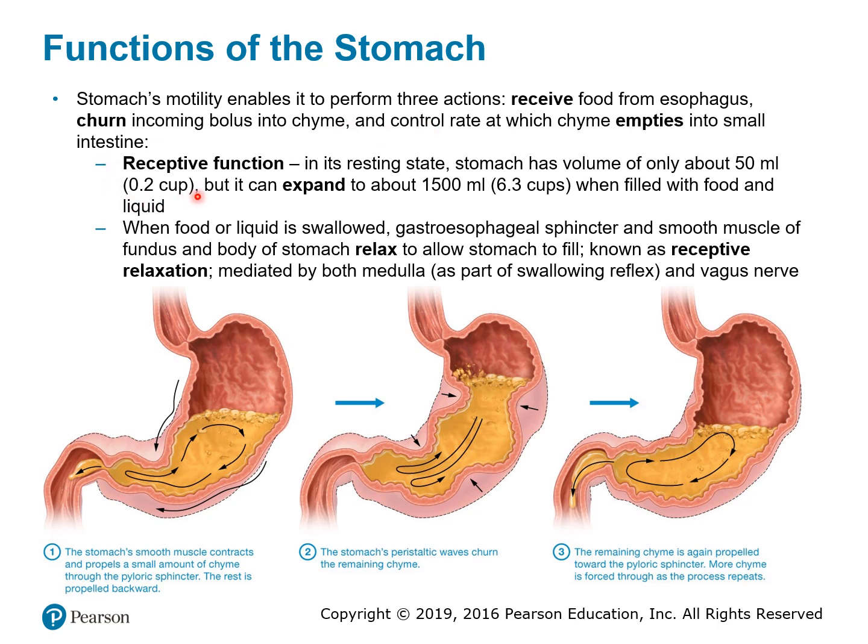But when it has a lot of food in it, it can hold up to 1500 mLs, about 6.3 cups. So your stomach can inflate or stretch out, especially when you're adding a lot of food in it. When food and liquid are swallowed, the gastroesophageal sphincter and smooth muscle of the fundus are going to relax, and they're going to allow the stomach to fill in a receptive relaxation. This is controlled by the medulla, which is kind of like a swallowing reflex, and the vagus nerve also controls it. So here we have the chyme, which is the liquid part of the now digested food.